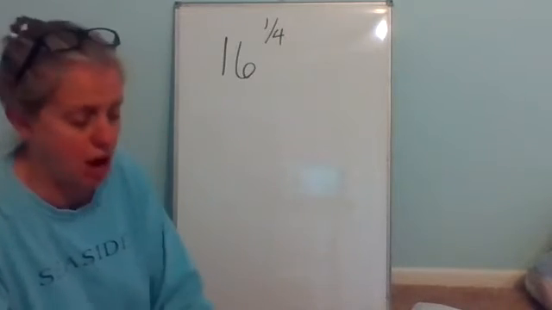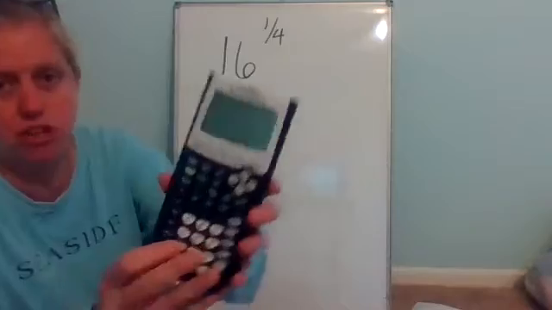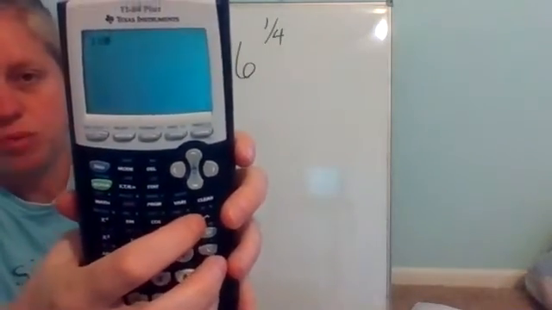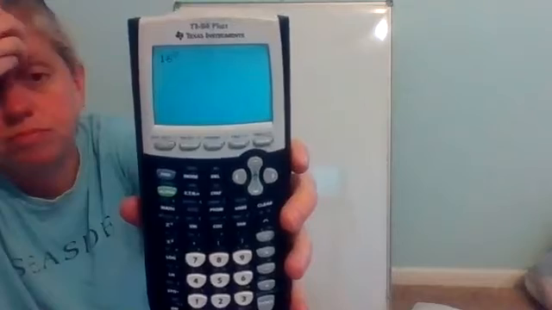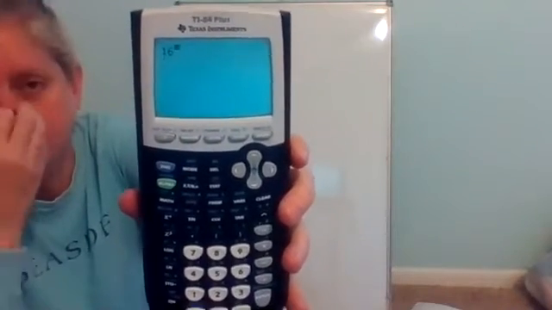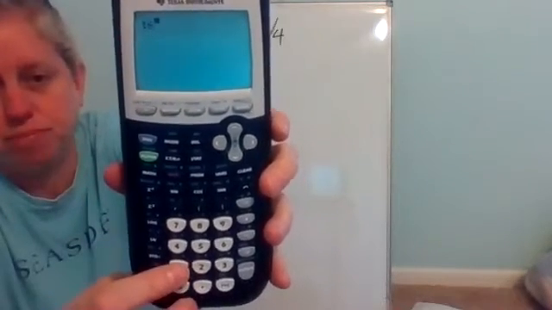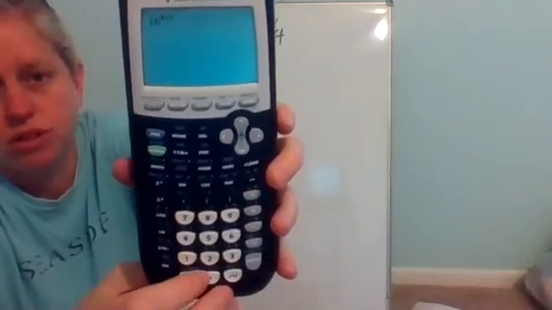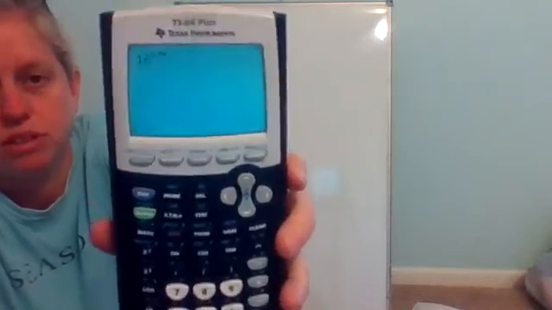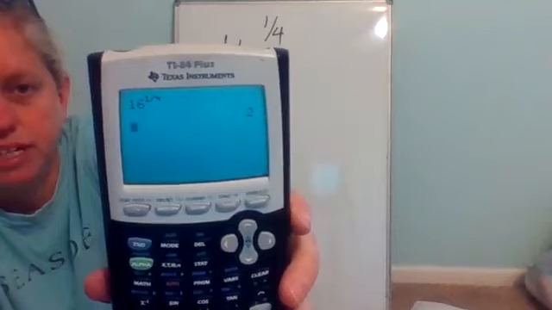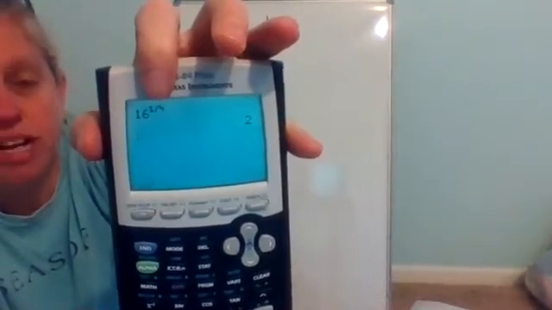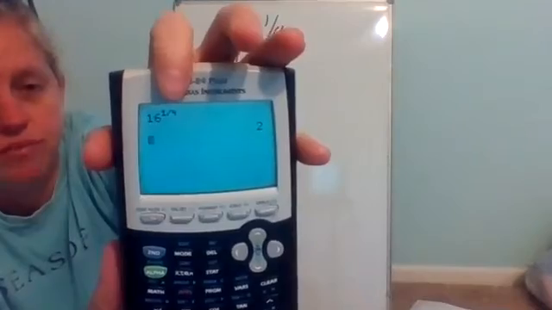If I don't want to think about how that's going to work out, just type it in your calculator, right? 16, go up into your exponent with that little up arrow. Okay, let's try it without putting the parentheses around it. So 1/4. Enter. Okay, so on the 84, you don't have to put parentheses around it. It doesn't hurt it if you do, though.